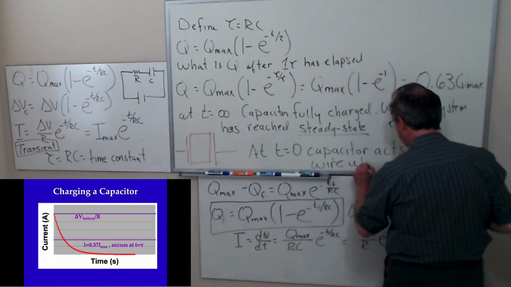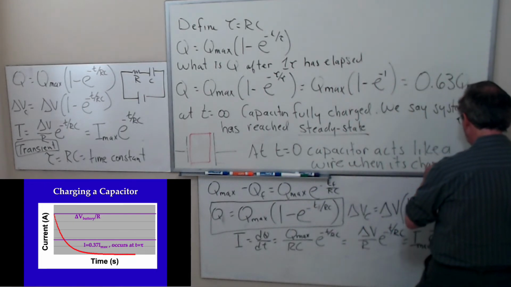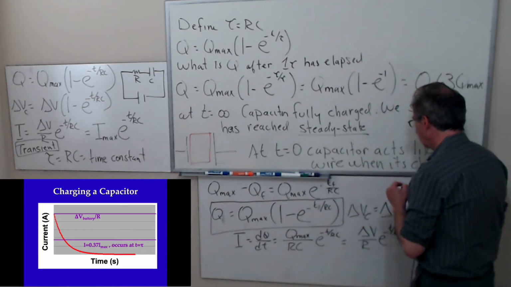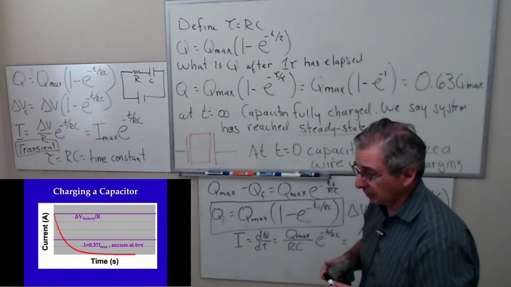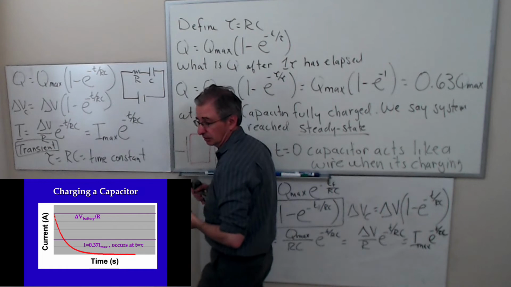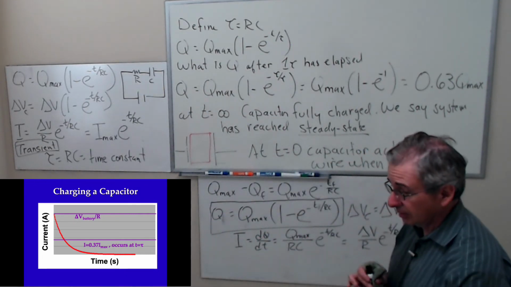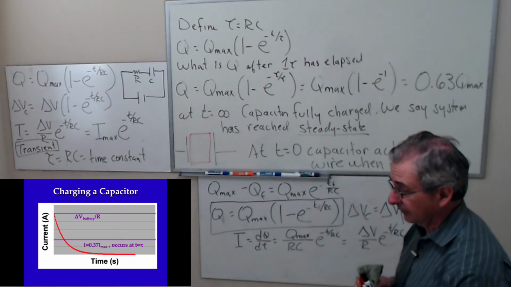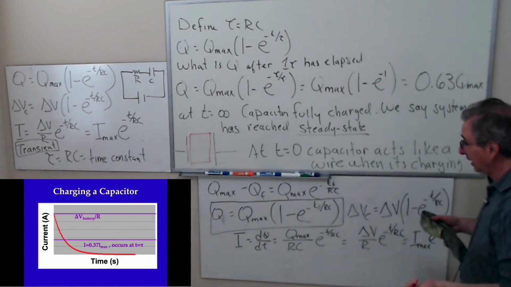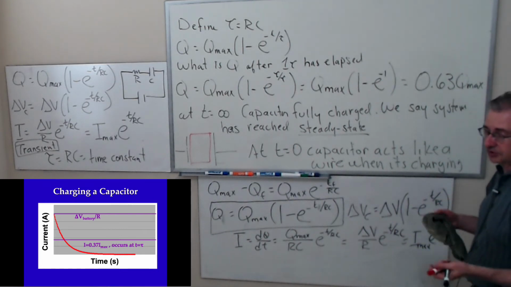When it's charging, at t equals 0, it acts like a wire because you get maximum current, because the current in here is just V over R. But what about t equals infinity? It's like an open circuit, right? It's like a switch. Yeah, that's right. At t equals infinity, after the capacitor is fully charged, it acts like an open circuit.